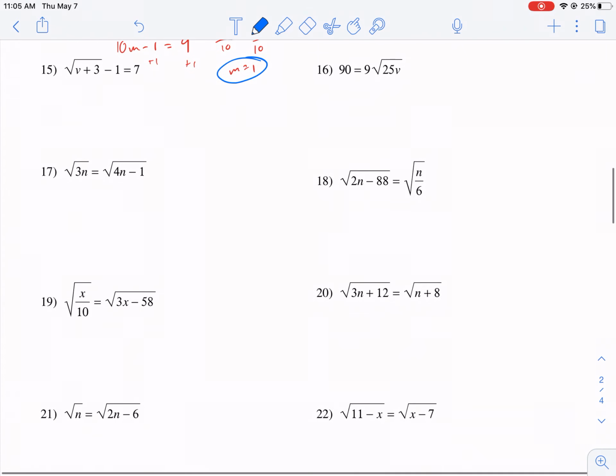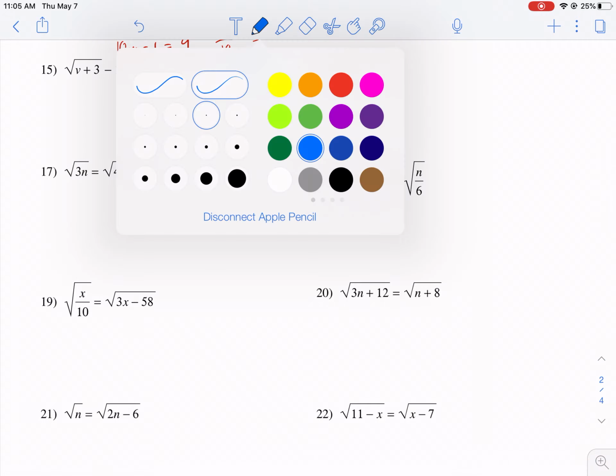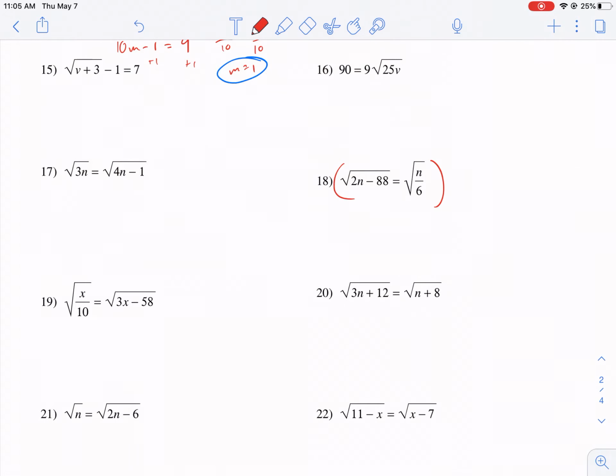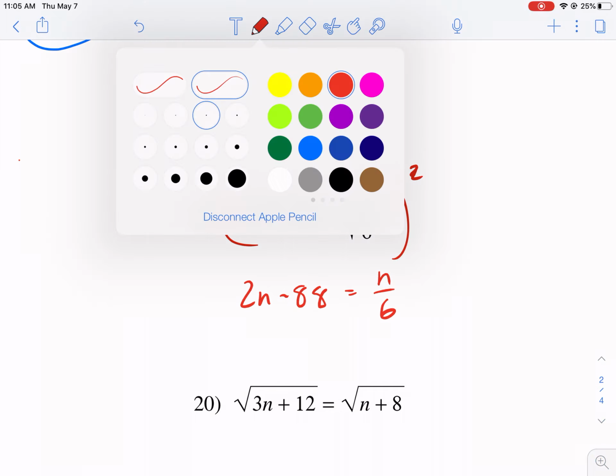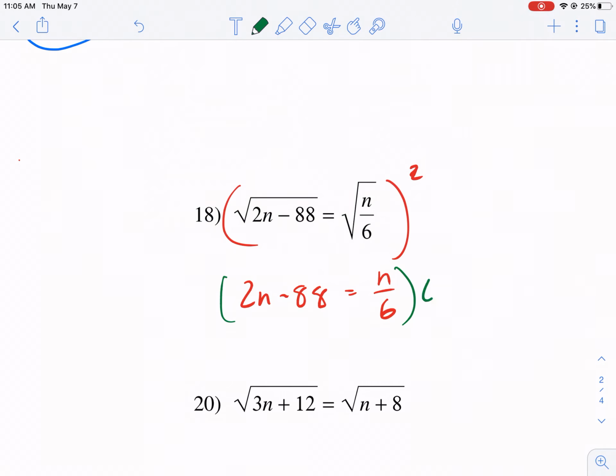Okay, let's do one that looks a little bit more complicated. Let's do number 18. With 18, we're going to square both sides. The radicals are already by themselves on both sides, so it's not like we need to combine radicals on one side. We can go ahead and square. Once we square the radicals, we undo both at the same time. So we get n over 6. Since there's a fraction here, I would recommend multiplying everything by 6 to get rid of the fraction.